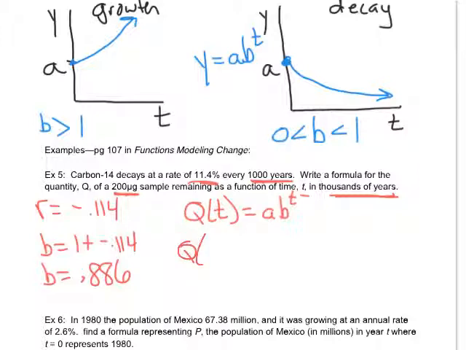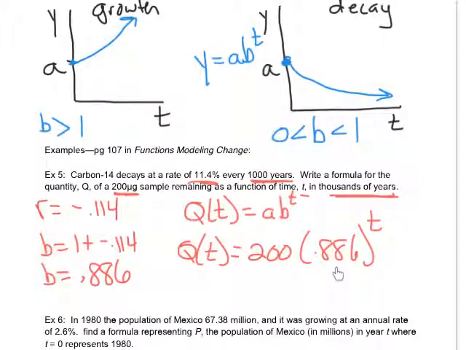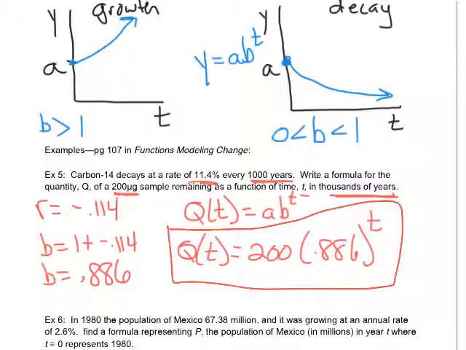And we are just looking for a formula. So it's 200 times 0.886, and t is my exponent. You have to be careful with these problems. You cannot multiply the 200 and the 0.886. If I'm going to evaluate this, if I want to find Q of 3, perhaps, then I would substitute the 3 in for the t. I would raise 0.886 to an exponent of 3, and then I would multiply the 200. But this is the function, and that's all you had to do was find the function.